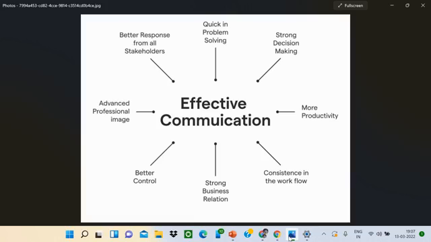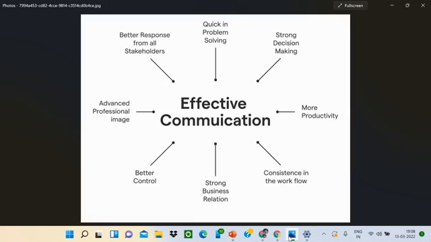Perhaps I have not been able to tell it to others in a way so that they give importance to communication. It is absolutely important in your everyday life as well as in your career. It's quick in problem solving. It's effective in strong decision making. It makes you more productive. It makes your workflow consistent. It results in strong business relations.